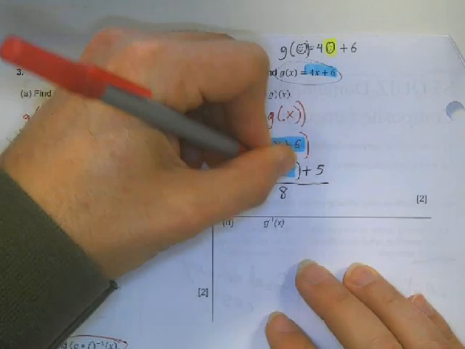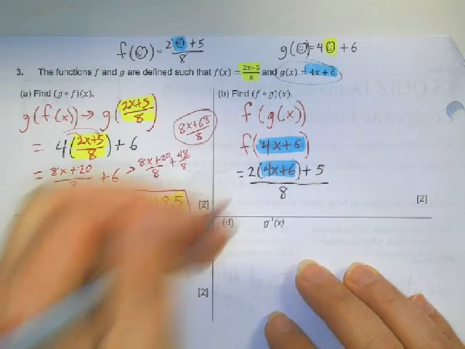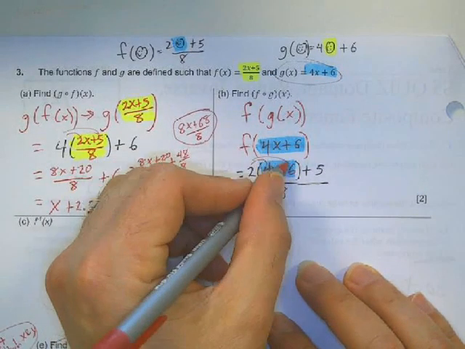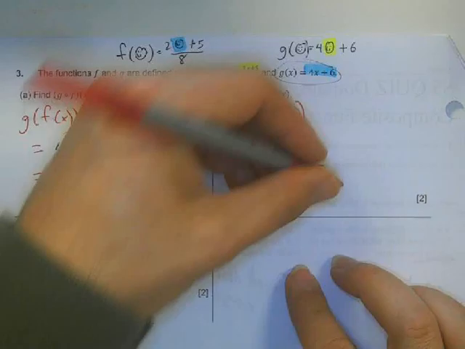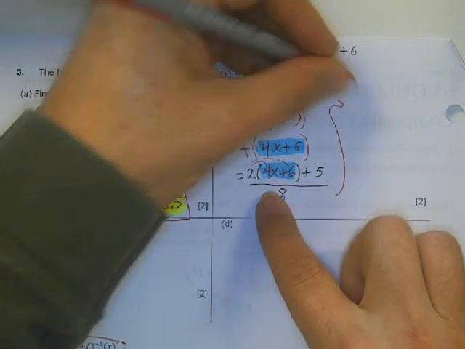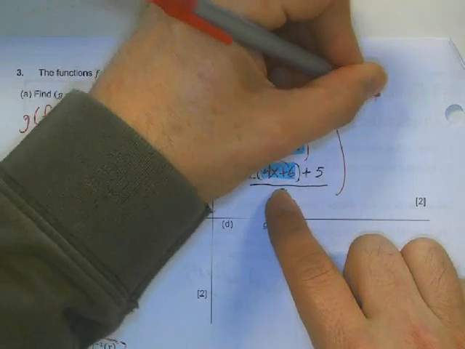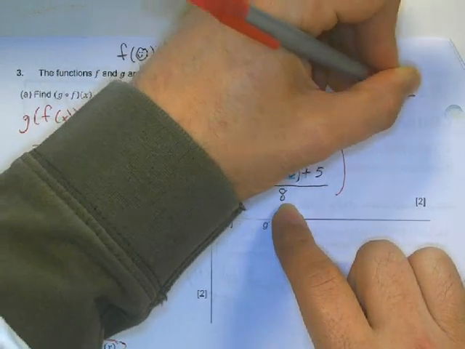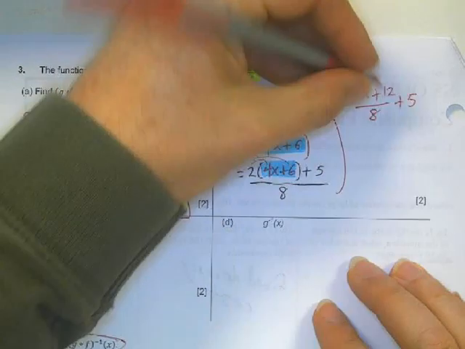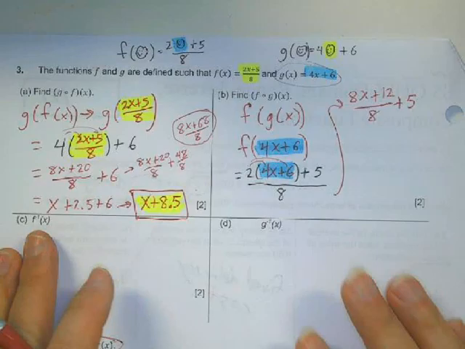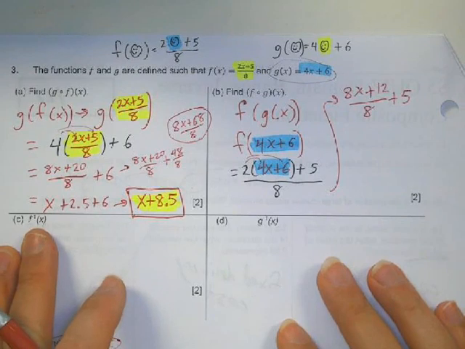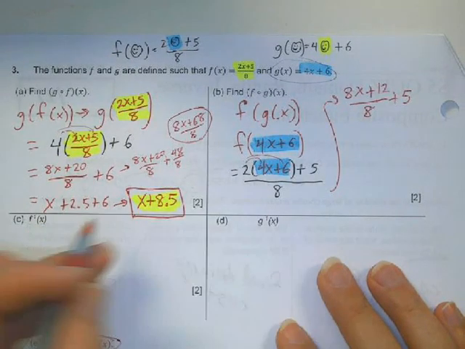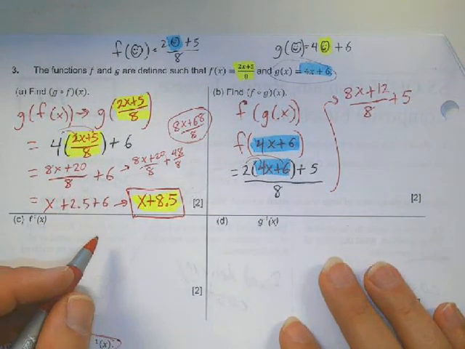Okay, let's simplify. Let's do the distributive property with the 2, and we get 8x plus 12 over 8 plus 5. Now, people made some algebra errors here. What could we do next?